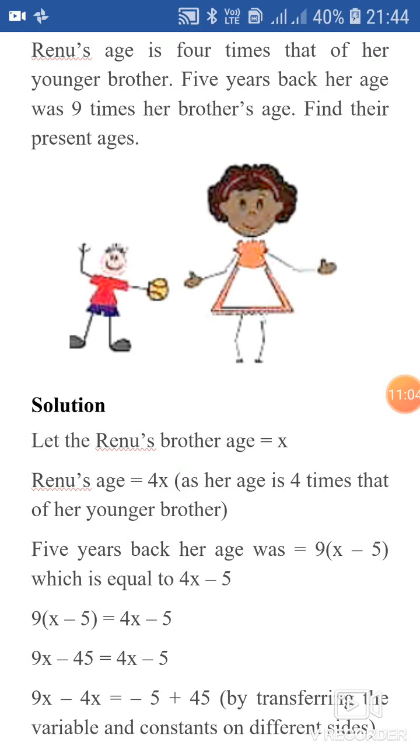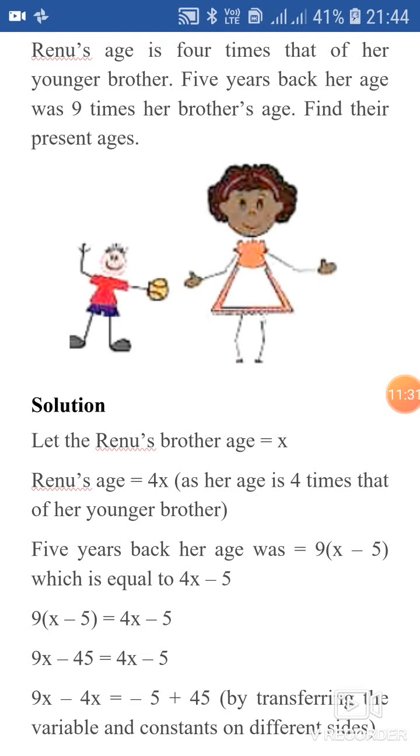So 4x. Now 5 years back means before. If I am asking your age 5 years back, you have to subtract 5. Similarly here, 5 years back, Renu's brother's age will become x minus 5 and Renu's age will become 4x minus 5.